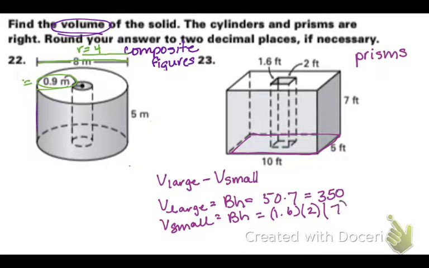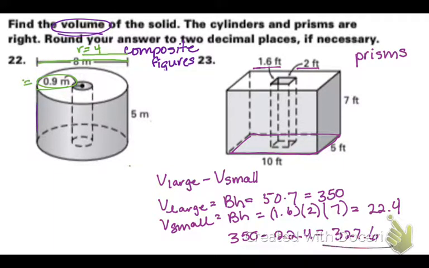It's 7. Okay, so here's our 1.6 and here's our 2. Those are rectangles, and that's going to equal 22.4. So we do V large minus V small. So we get 350 minus 22.4, and that is going to be equal to 327.6. And there's your answer.